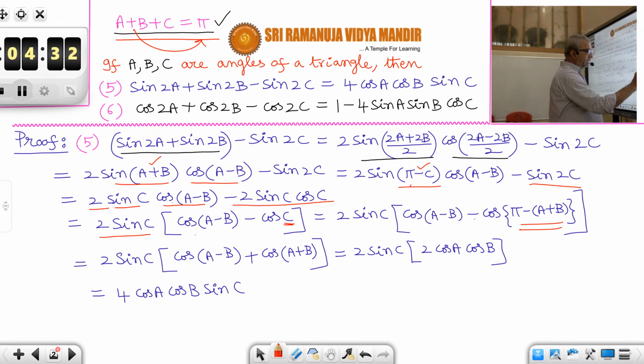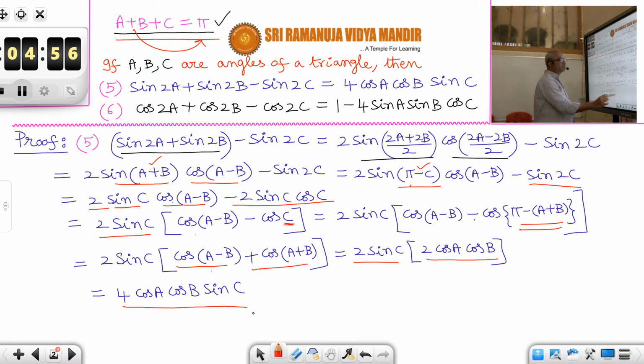So minus of minus, plus cos (A plus B) in the next step. So in the bracket cos (A minus B) plus cos (A plus B): cos A cos B plus sin A sin B plus cos A cos B minus sin A sin B. So in the bracket you get 2 cos A cos B. But outside 2 sin C is there. So therefore 4 cos A cos B sin C. So that is the right hand side, 4 cos A cos B sin C.